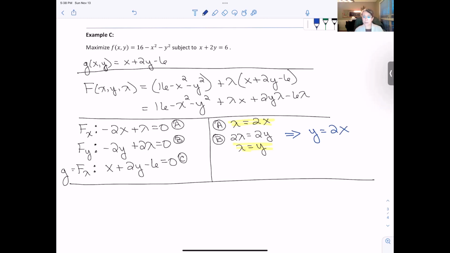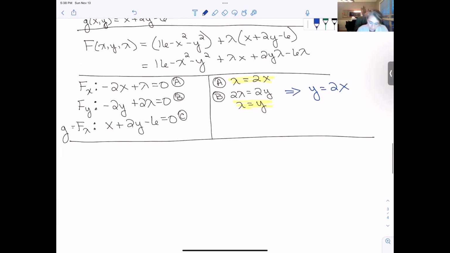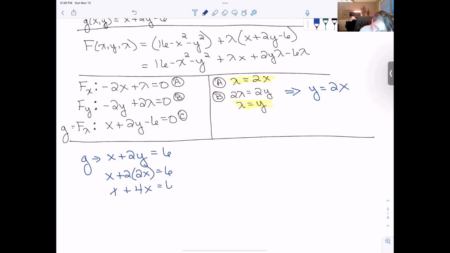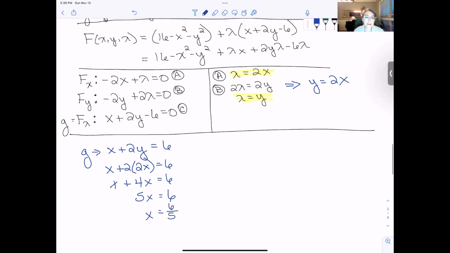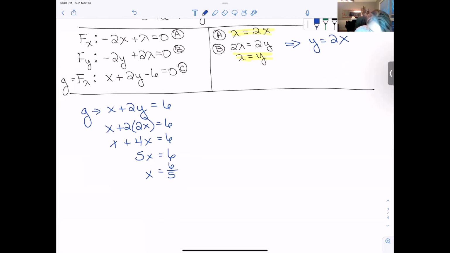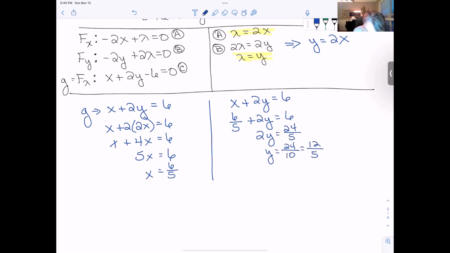Okay, so we can use that substitution. Remember, we have one more equation down there. We can plug it into the g function. So if we have x plus 2y, let's go ahead and add that 6 to the other side, and then plug in y equals 2x. We get x plus 2 times 2x. We have found a value for our x. Let's go ahead and find a value for the y using the same function. So we get x is 6/5, y is 12/5.